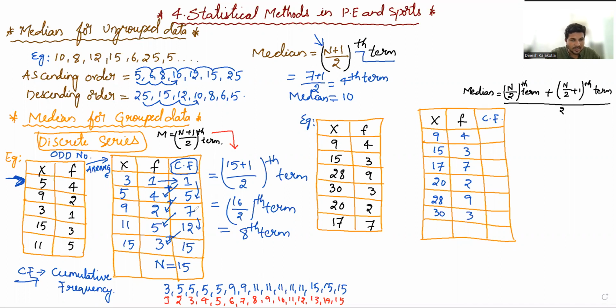7th position ఉంది ఇక్కడ. 8th నుంచి 12th వరకు ఏ నెంబర్ ఉంది? 11 ఉంది కదా. So అప్పుడు 7 తర్వాత 8 అంటే ఫస్ట్ నెంబర్ 11 వచ్చింది కదా. So 11 is the median. Median is equal to 11. Okay, so ఇలా మనం మీడియన్ ఫైండ్ అవుట్ చేస్తాం డిస్క్రీట్ సిరీస్‌లోని ఆడ్ నెంబర్‌కి.